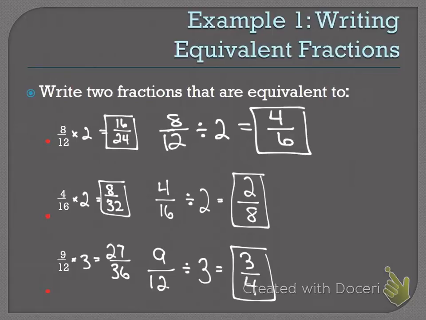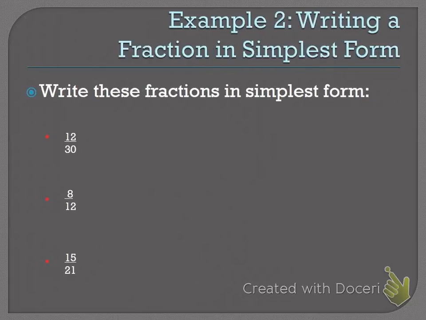So that's writing equivalent fractions. Now I want to look at example 2. And in example 2, I believe I'm simplifying. Yes, I'm writing a fraction in simplest form. So I take the fraction 12 over 30, and I try to find the largest factor that goes into both numbers. I can do this using mental math. Now, if I can't find it, I could divide top and bottom by 2 and then just keep reducing.